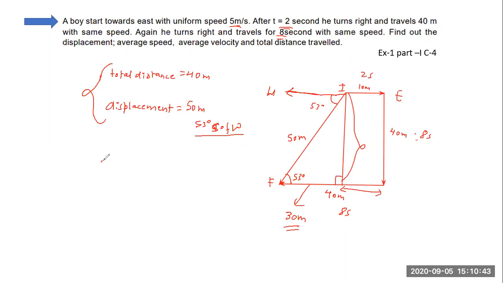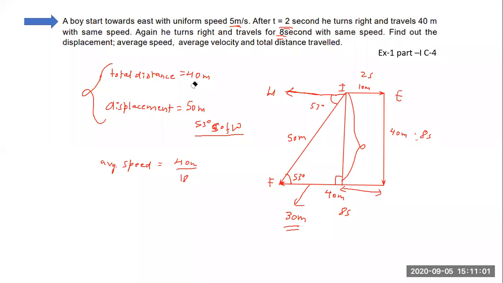So we get average speed is equal to total distance, that is 90 meter divided by... I'm sorry, I don't know why I wrote it like that.